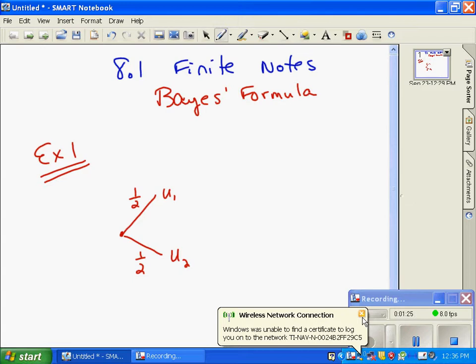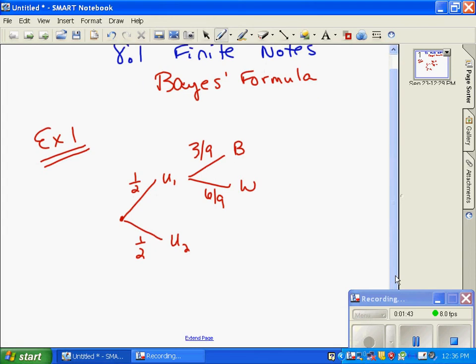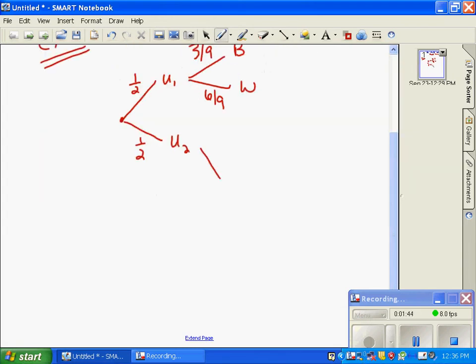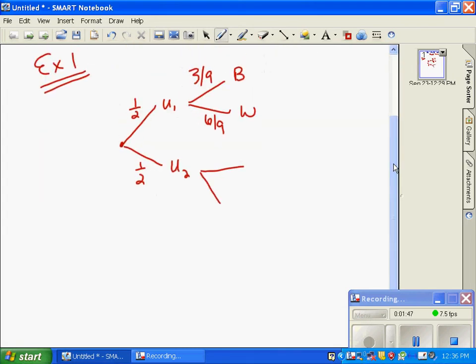Now in urn 1 I have 3 black and 6 white marbles. So I know I have 2 choices, just black and white. And I have 3 black out of a total of 9, so that would be a probability of 3 over 9, and this would be a probability of 6 over 9. And then from here I'm going to branch off. In urn 2 I have black, white, and yellow.